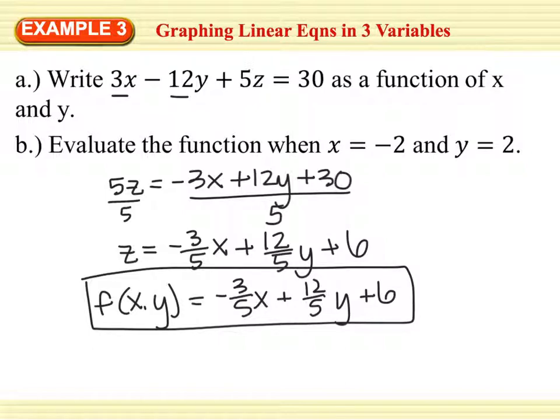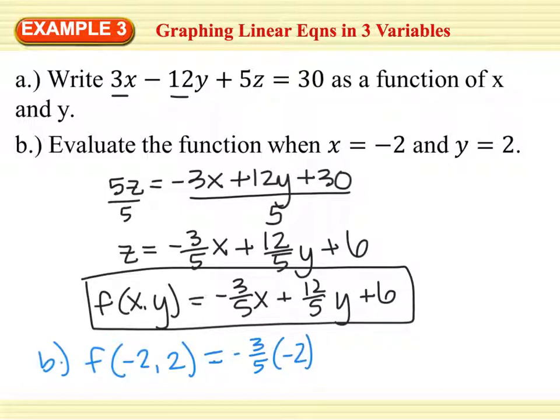Now for part B, it tells us that we want to evaluate this function when x equals negative 2 and y equals 2. So we can write that, if you recall, in function notation as f of negative 2, 2. And what this does is tell us that we're going to replace every x with a negative 2 and every y with a positive 2. So we're left with a negative 3/5 times negative 2 plus 12/5 times 2 plus 6.